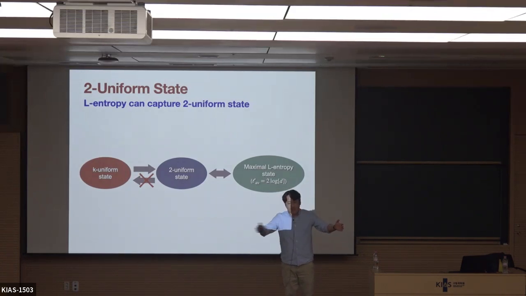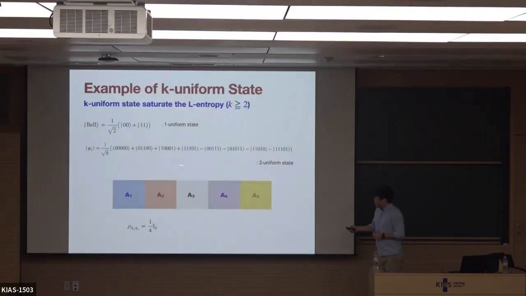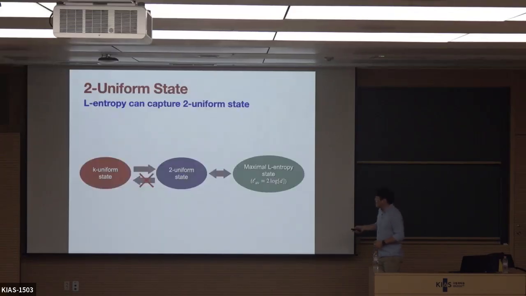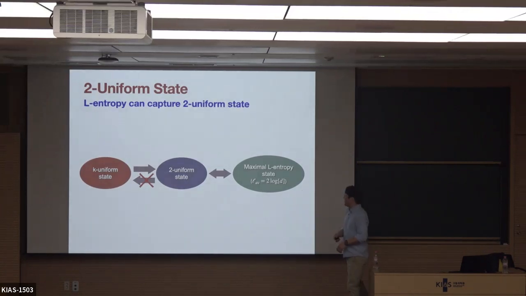If you trace further to have two subsystems, the reduced density matrix is still identity. So that's why a k-uniform state, with k greater than or equal to 2, is always a two-uniform state. So our measure captures the k-uniform state, but cannot distinguish a two-uniform state from a three-uniform or four-uniform state, etc.